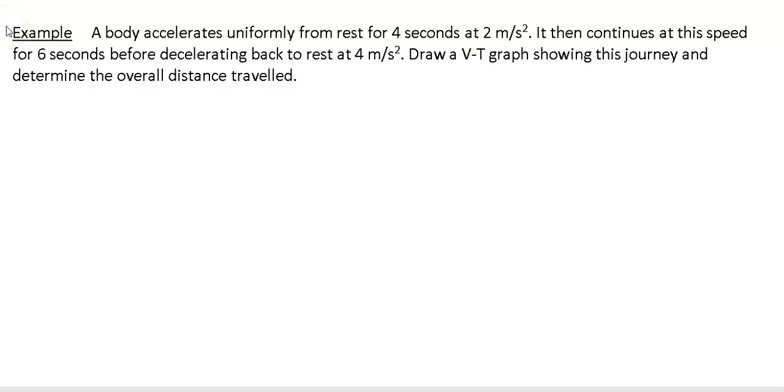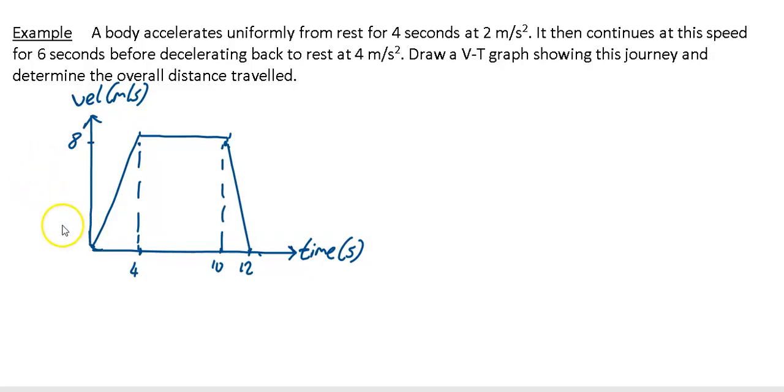Our next example says a body accelerates uniformly from rest for 4 seconds at 2 meters per second squared. So 2 meters per second squared is acceleration. It then continues at this speed for 6 seconds before decelerating back to rest at 4 meters per second squared. Draw a VT graph showing this journey and determine the overall distance traveled. Okay, I'll pause the video and draw the VT graph and then explain where I've got it from.